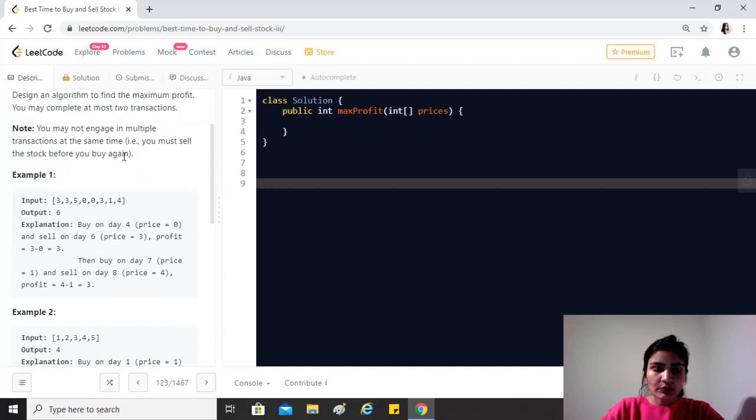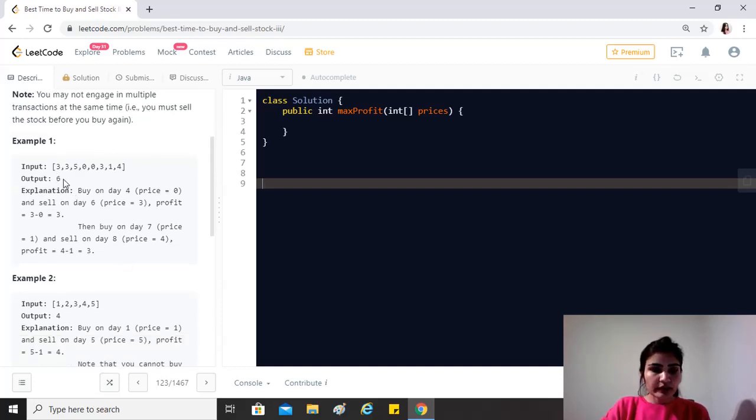So this is pretty standard. That is, we cannot hold more than one stock at any point in time. And the added constraint here is that we can complete at most 2 transactions, which means that we can also do just one transaction, right? So that's also a possibility.